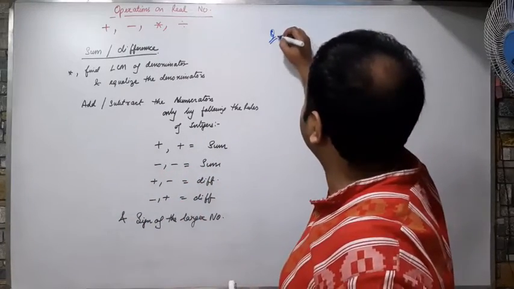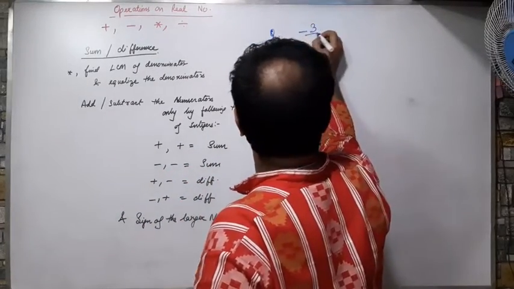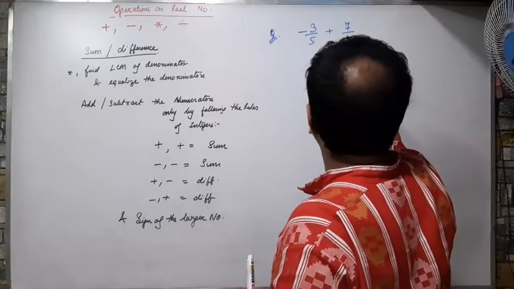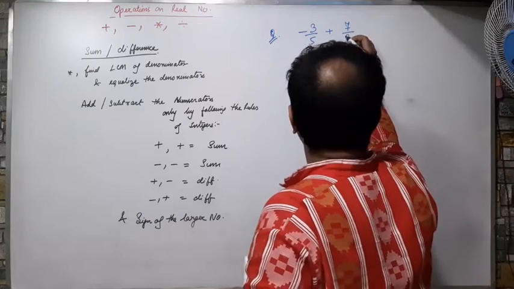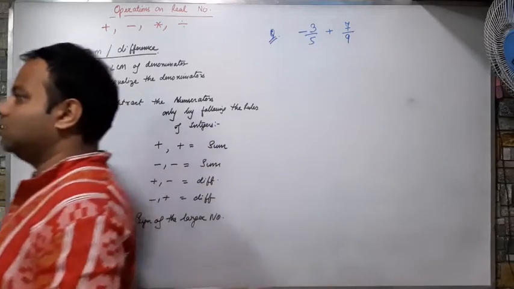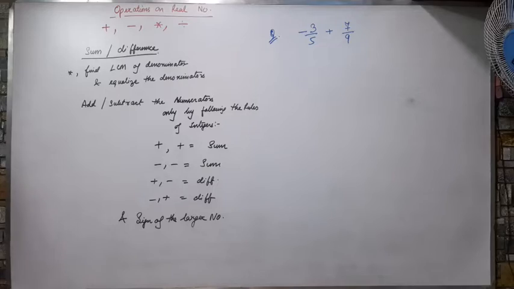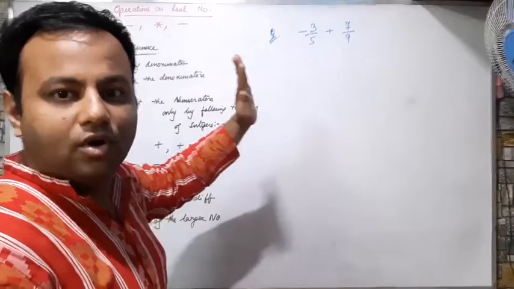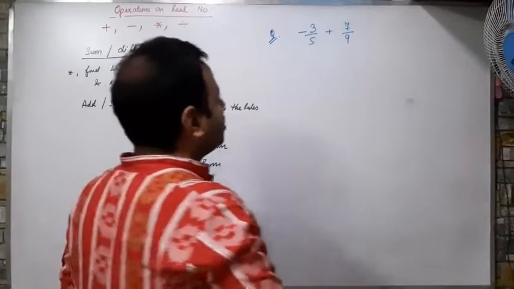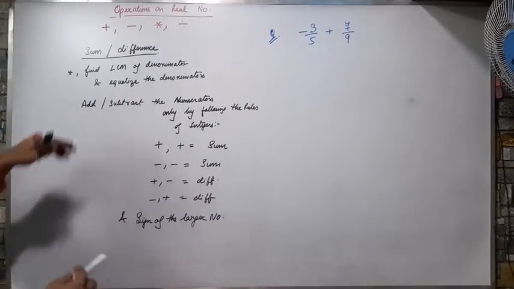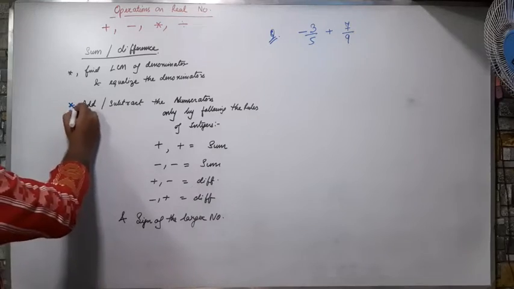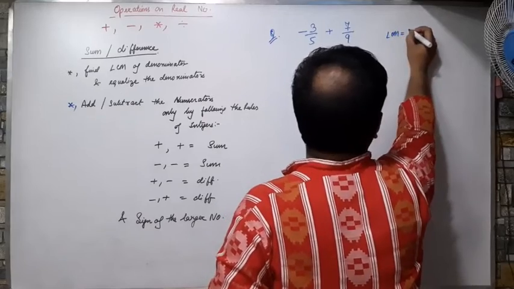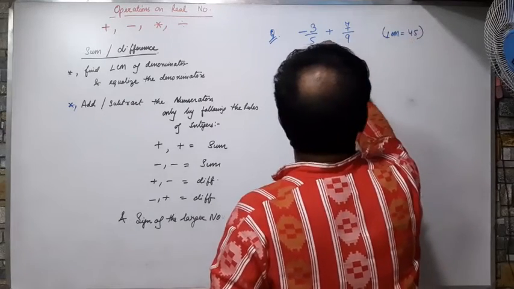Suppose I am given a question: minus 3 by 5 plus 7 by 9. I have to find the value of both. How can I do this? First of all, I have to find the LCM of the denominators and equalize the denominators. So what is the LCM of 5 and 9? The LCM is 45.